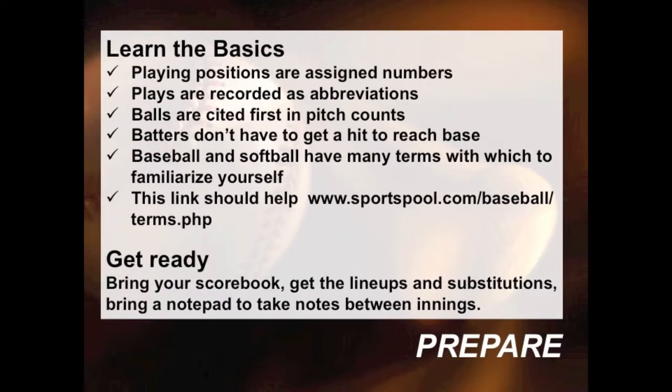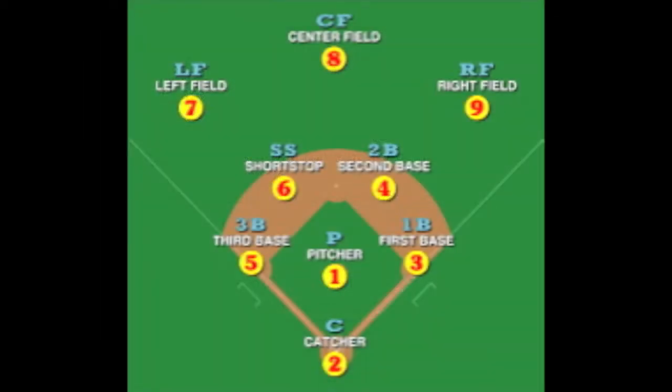When you're covering baseball and softball, the first thing you need to do is learn the basics. Playing positions are assigned numbers that correspond with their positions, which makes keeping score much easier and much more streamlined. The pitcher is a 1, the catcher is 2, the first baseman 3, the second baseman 4, the third baseman 5, the shortstop 6, the left fielder 7, the center fielder 8, and the right fielder 9. If you're covering slow pitch softball, the rover or the right center fielder is generally given the number 10.